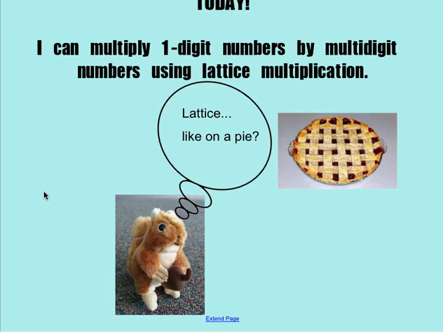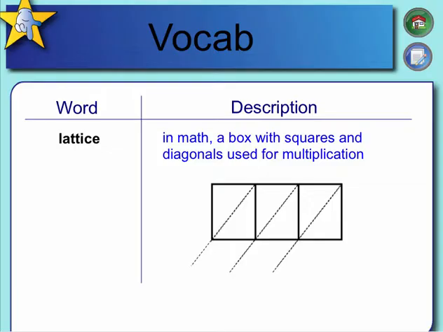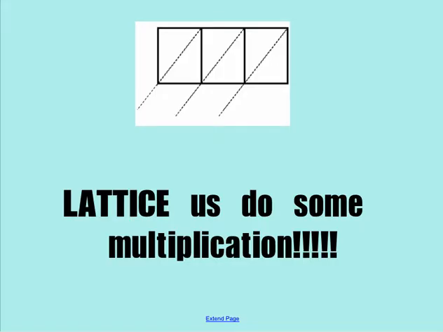Mr. Nutty, what are you thinking? Oh, lattice? Like on a pie? Well, not quite. That is a type of lattice. But in math, a lattice is a box with squares and diagonals that we use for multiplication. So let's get some practice and lattice do some multiplication.